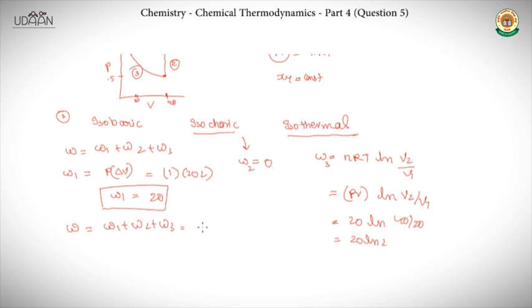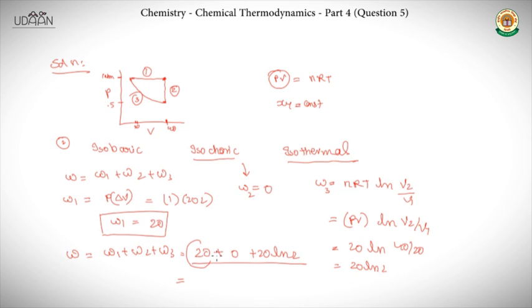So total work will be W1 plus W2 plus W3, which is equal to 20 plus 0 plus 20 ln 2. This is the total work that is done in the process. And the unit being liter atmospheres.